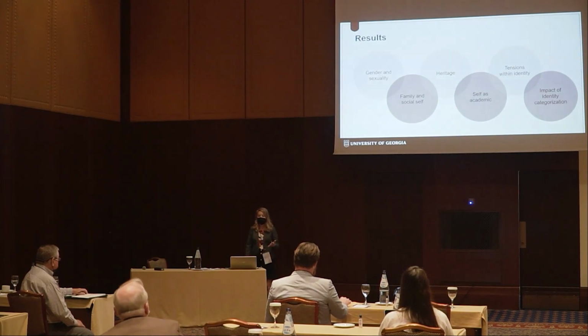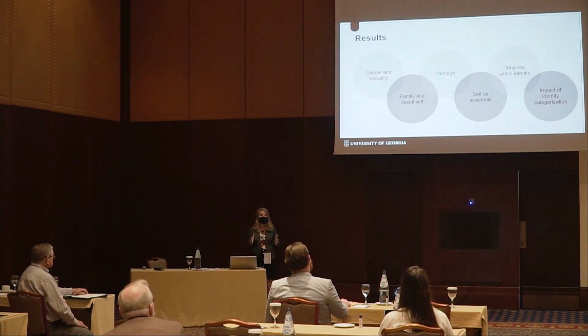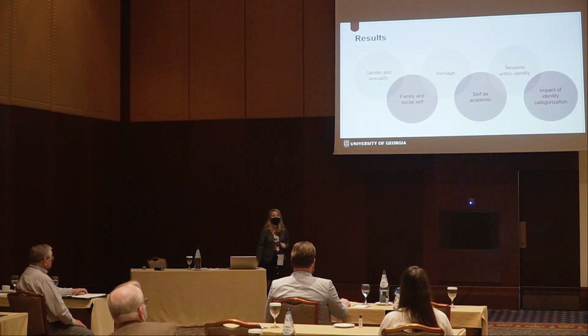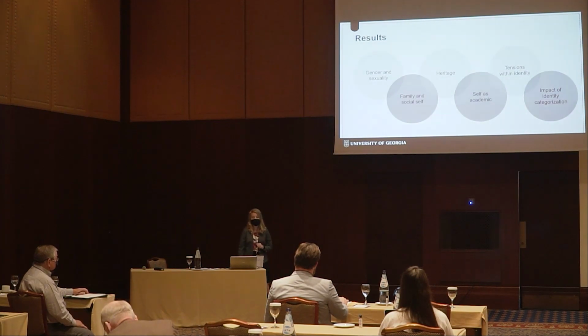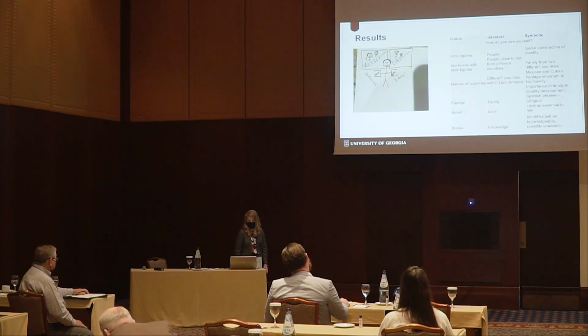From the thematic analysis, we identified six themes across the 3 research questions. This was gender and sexuality, family and the social self, heritage, self as academic, tensions within one's identity, and the impact of identity categorization. So I'm going to examine these 6 themes in the context of each research question.